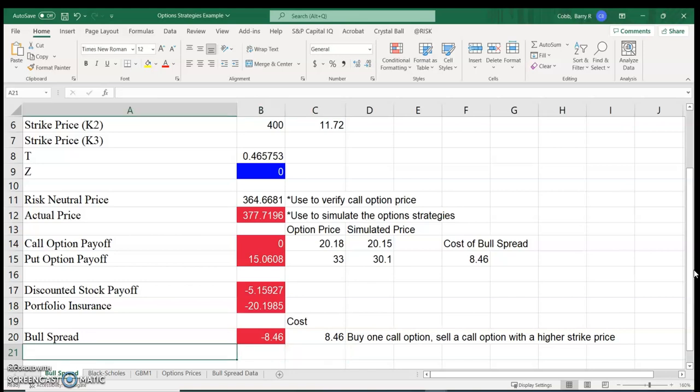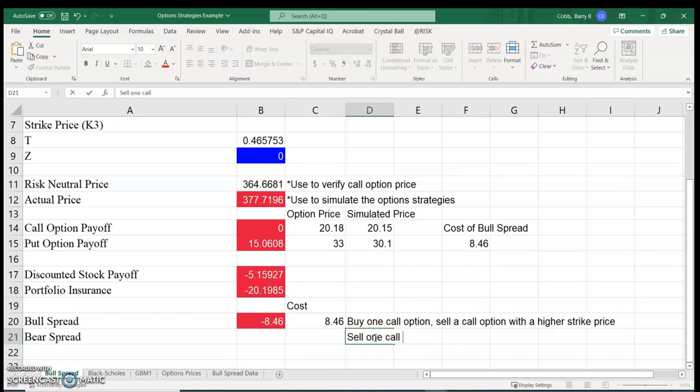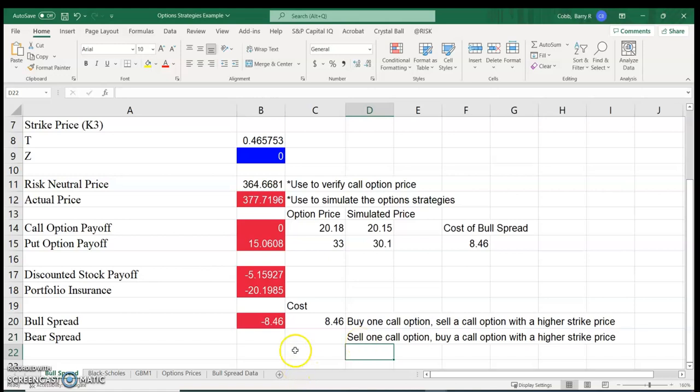Now we'll talk about a strategy called the bear spread. The bear spread is a bet that the stock price is going to decrease. In this case, it's really the exact opposite of the bull spread. We would sell one call option, then buy a call option with a higher strike price. So we'll use the same two options to develop this strategy. Let's look at how this would work.